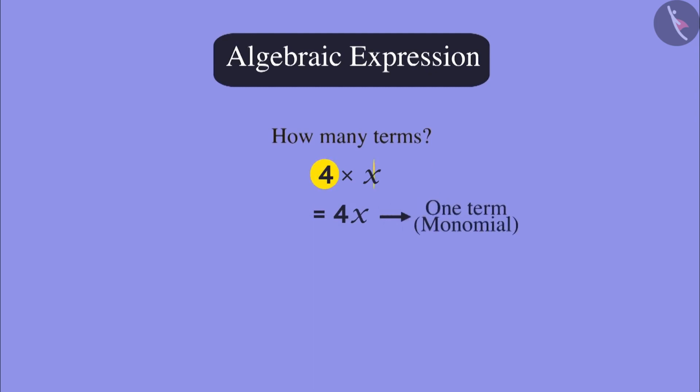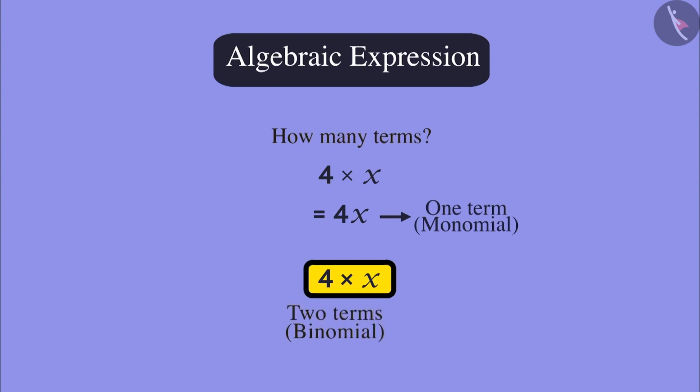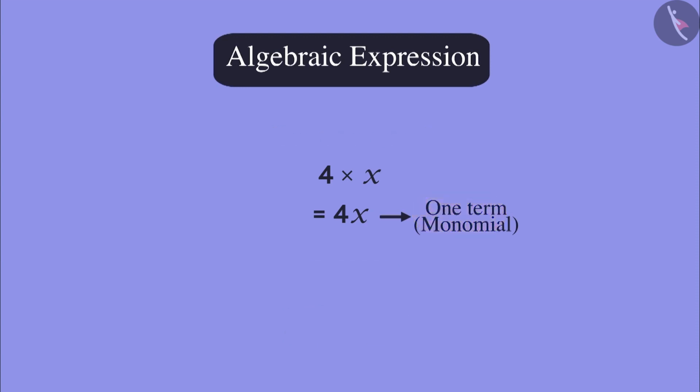Here, 4 is multiplied by x. We generally make the mistake on seeing two elements getting multiplied. We think that the expression has two terms. But that's not the case. This expression has only one term.